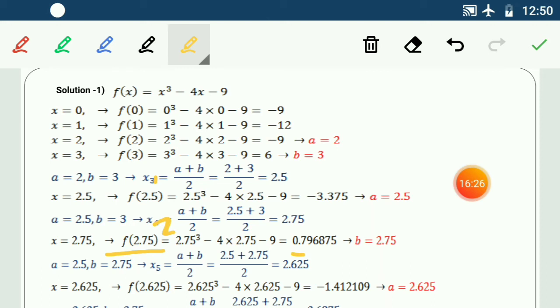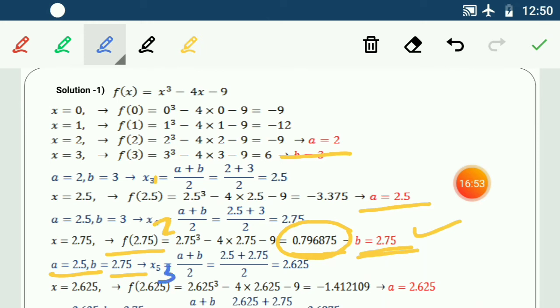Again it is not 0, but it gives me a positive value. That means now we have to replace the b value. This old b is not of our interest. So what is my a? It is the previous a, that is 2.5, and b is 2.75, the new b. So in the next iteration, that is x3, x3 is a plus b by 2, 2.5 plus 2.75 by 2, which gives me the value of 2.625.